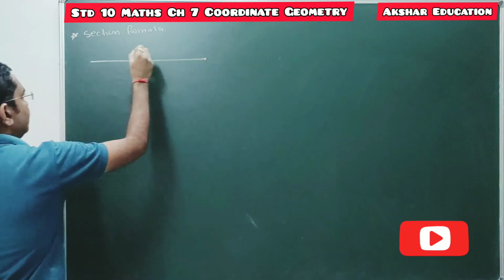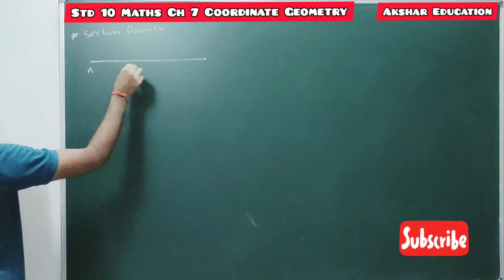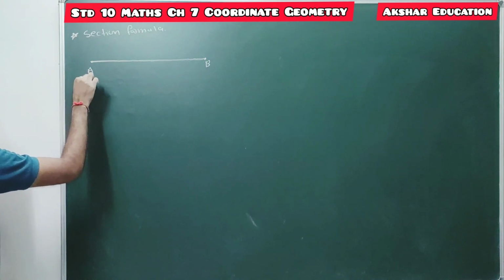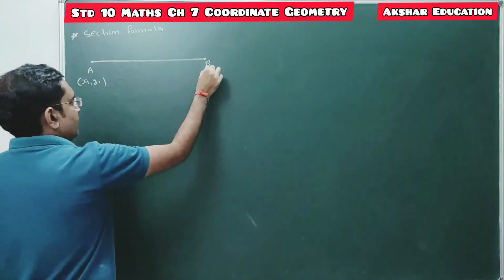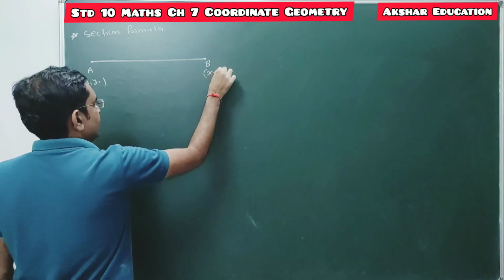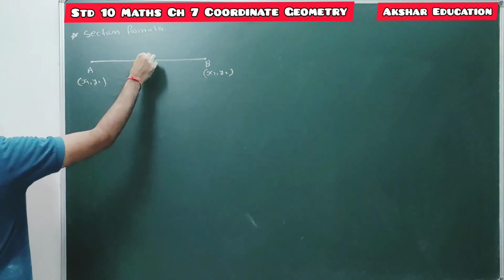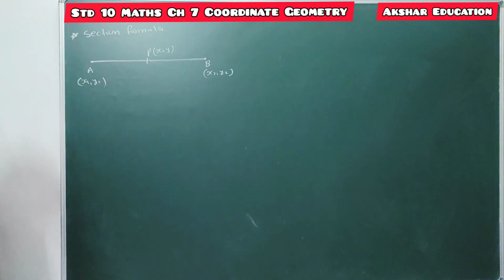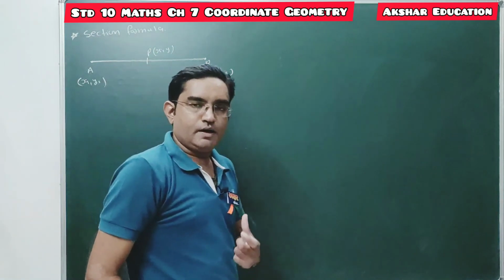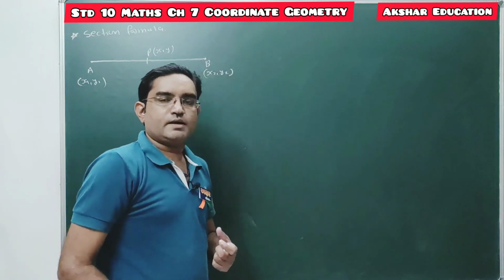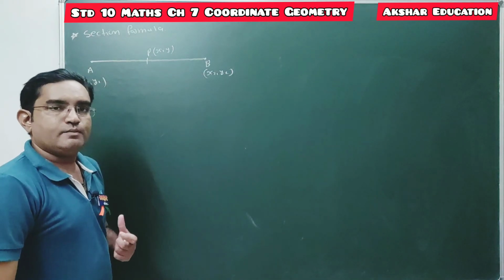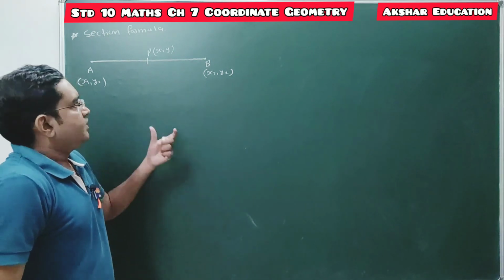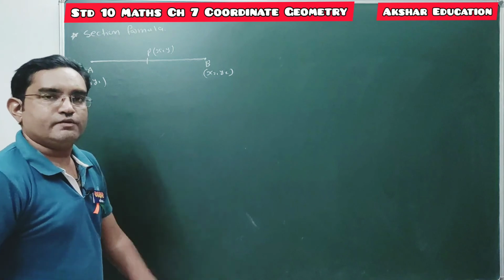This is one line segment AB. For this line segment AB, endpoint A coordinates are x1 and y1, and the endpoint B coordinates are x2 and y2. And let us now consider one point P whose coordinates are x, y. So here point P divides line segment AB internally. Two cases are there. P may divide line segment AB externally. That we will study in your 11th science. Here you have to consider the case of internal division.